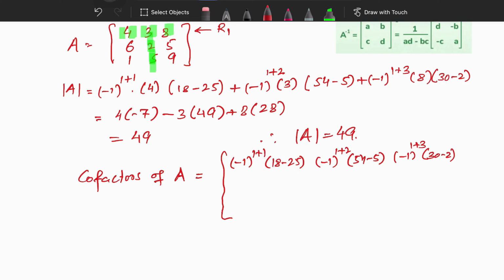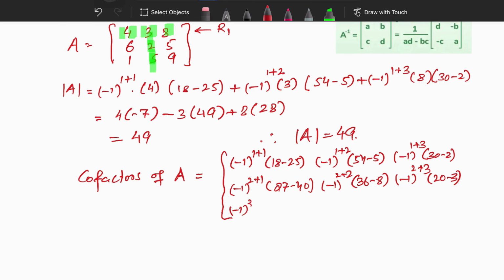Similarly, the second row, 6 is the entry, so that's second row first column, negative 1 power 2 plus 1, and we have this 27 minus 40, and the next entry is negative 1 power 2 plus 2 into 36 minus 8, negative 1 power 2 plus 3, and this is going to be 20 minus 3.